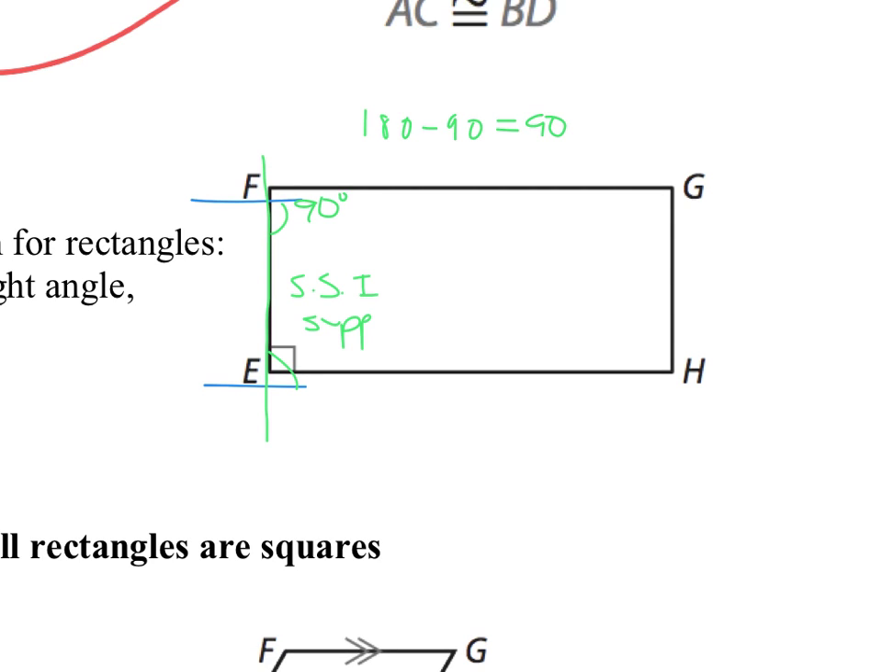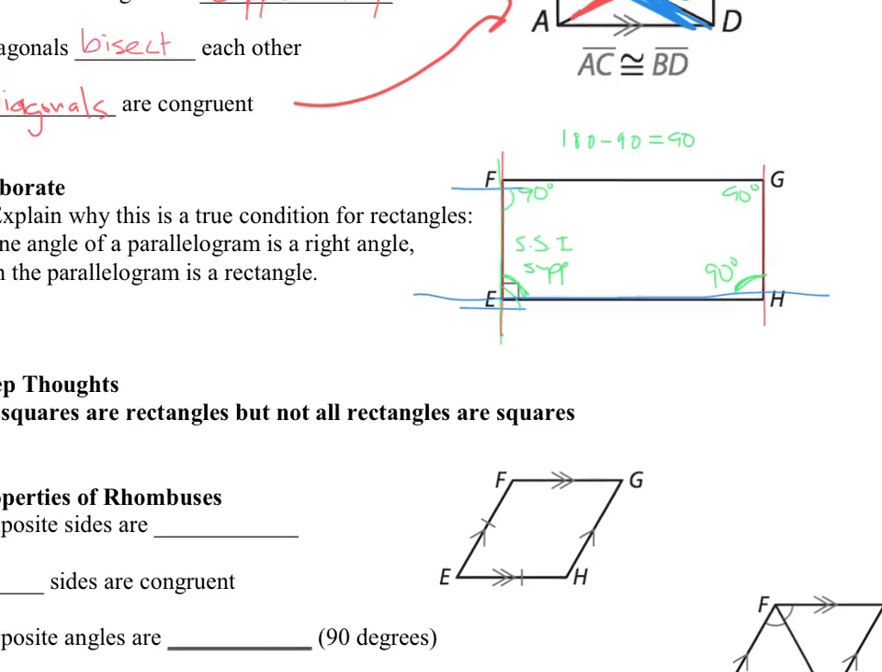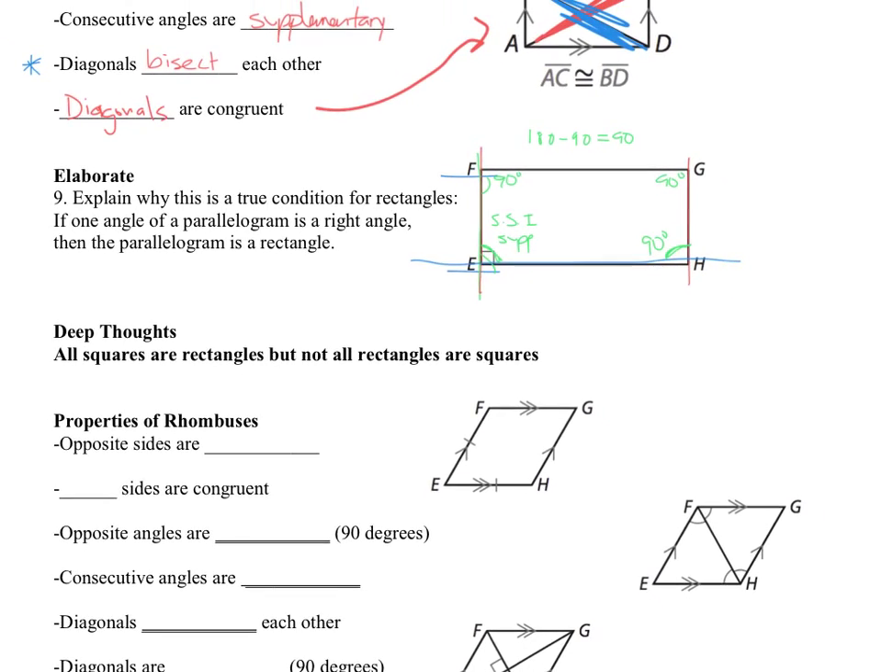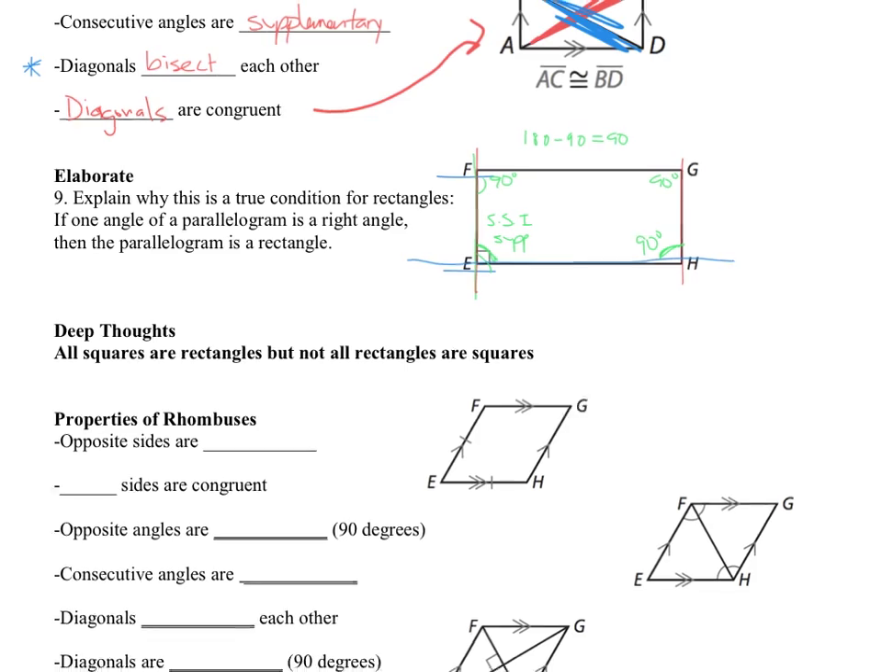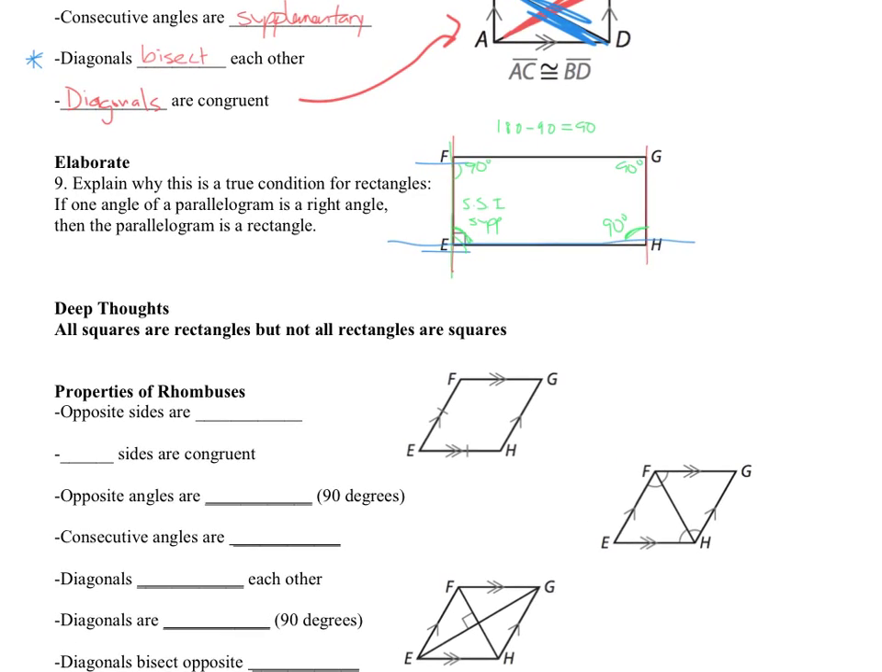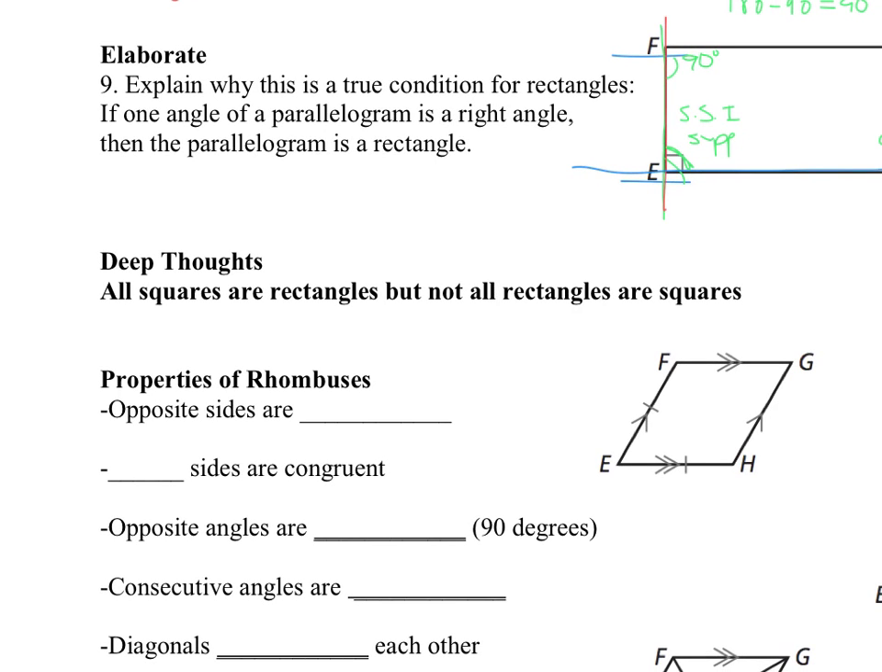And then we could also do the same thing going with GH and FE. And we have this transversal going here. Again, some same side interior angles. Do the same thing, 90 degrees, and then again, 90 degrees. Okay, so that's using those properties we learned about parallel lines, same side interior angles being supplementary, to help us out there. And again, we have some deep thoughts here. All squares are rectangles, and we're going to get to squares in just a moment. So all squares are rectangles, but not all rectangles are squares. Okay, and that's hashtag deep right there.